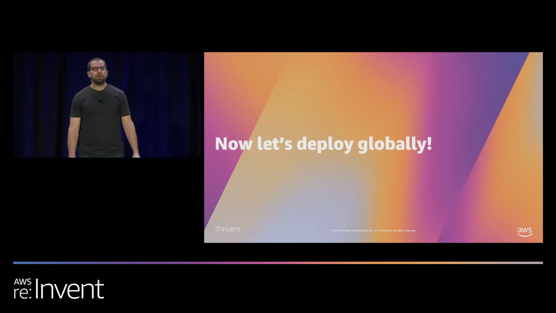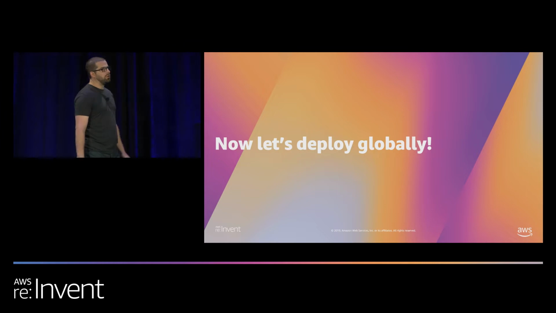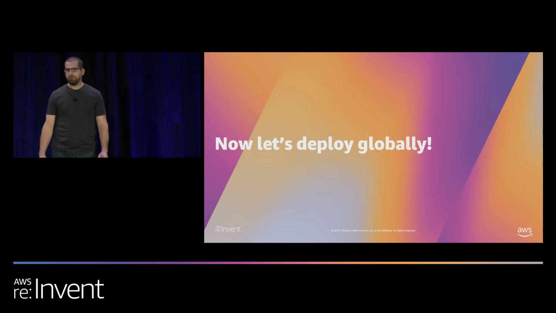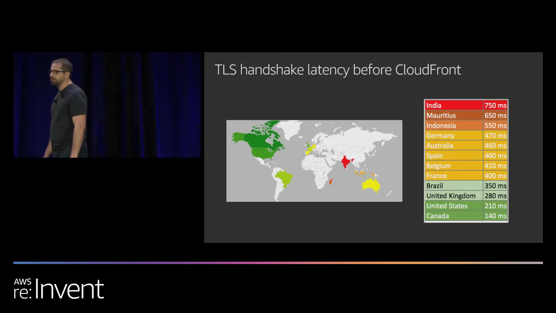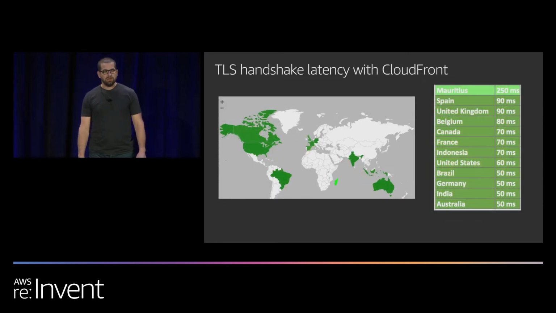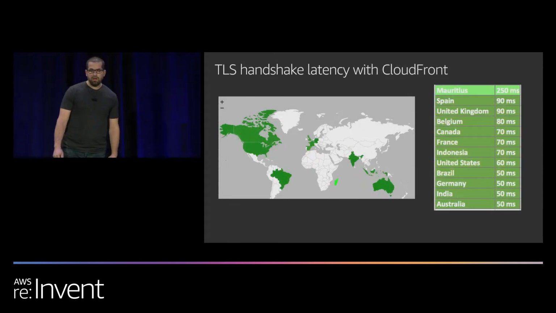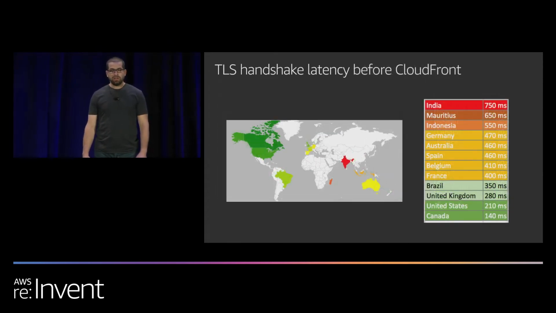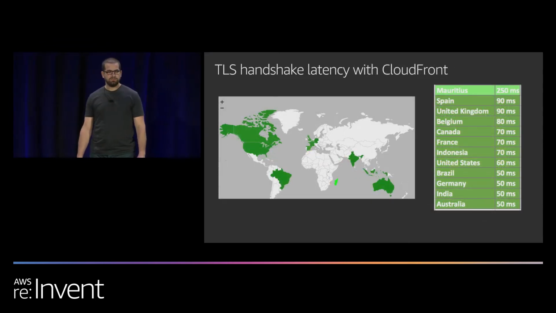And with those results looking very promising, we wanted to go ahead and deploy it globally. We went country by country, again leveraging the Amazon Route 53 traffic policies, and ultimately we were able to roll out to all the countries around the world. This is a snapshot of the handshake latency before CloudFront. I showed this at the beginning. And this is what it is today. In the case of India, which was 750 milliseconds, it's now, as it stands today, 50 milliseconds. The US was 210 milliseconds, and now it's 60 milliseconds.